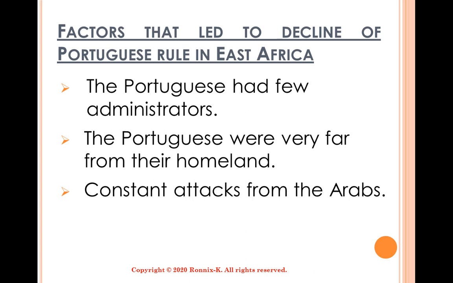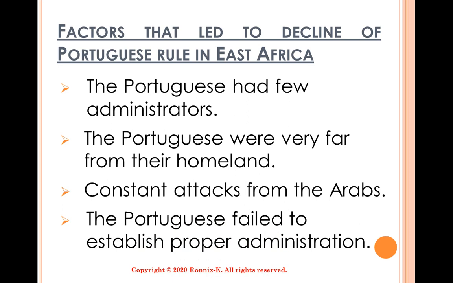Then constant attacks from the Arabs. The Arabs were also not easy. When they were chased from the East African coast, they kept on coming back. They would come back almost every day to recapture, and they managed. Then the Portuguese failed to establish proper administration. They had their governors there, but they were very corrupt. Another word for administration is leadership.